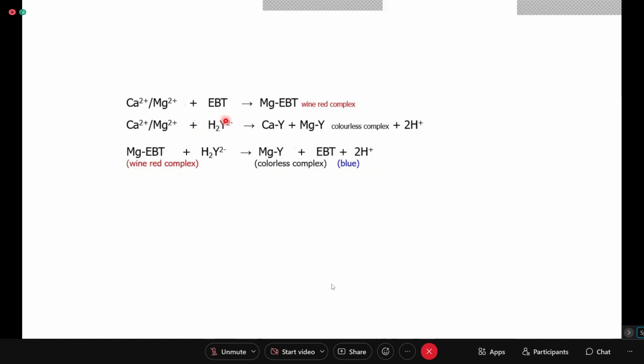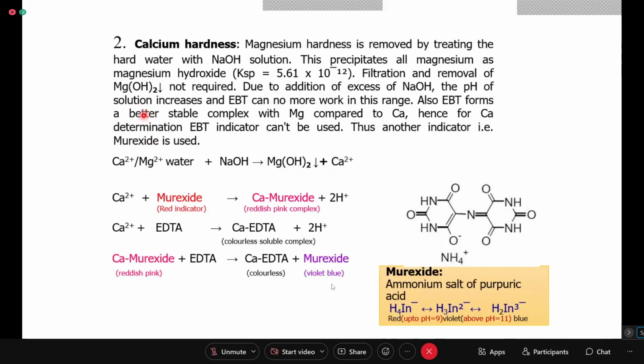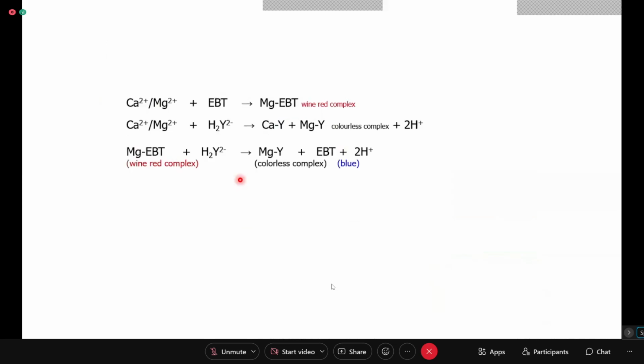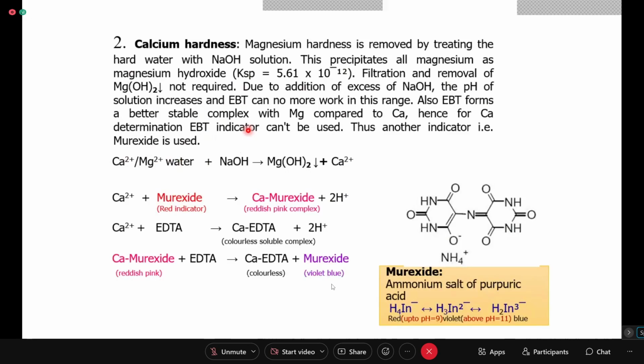Why I am showing these reactions is that in the numerical or in the exam, somewhere some equation is written like this. You should not get confused, thinking that madam told us only EDTA, how to write EDTA. EDTA can be represented as H2Y2- also, and you can write the whole reactions in that way.